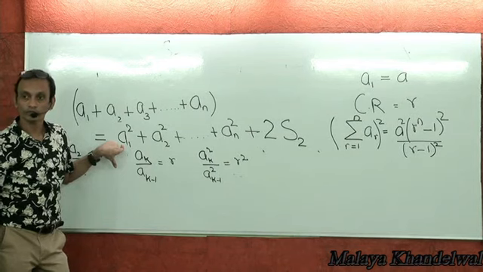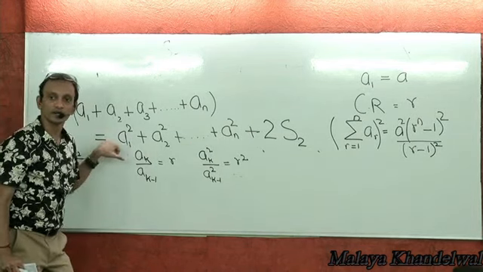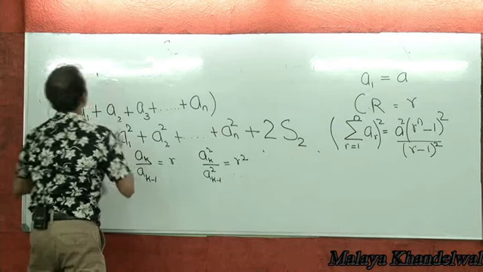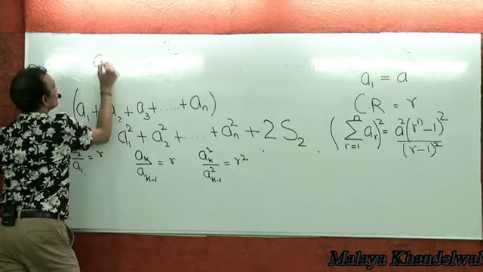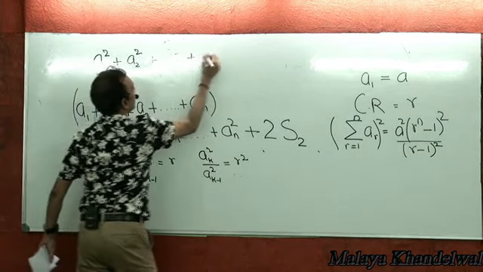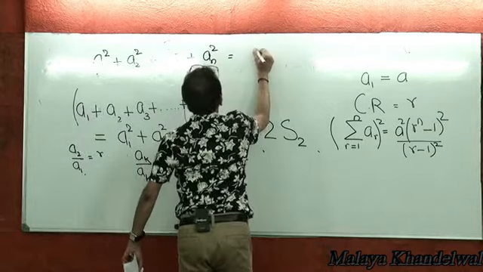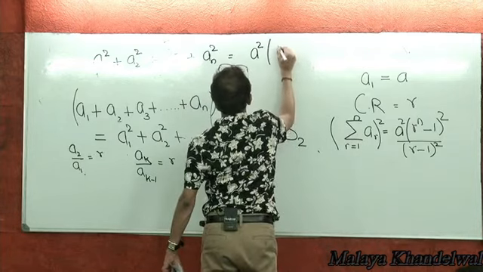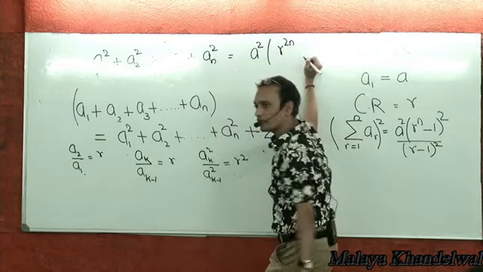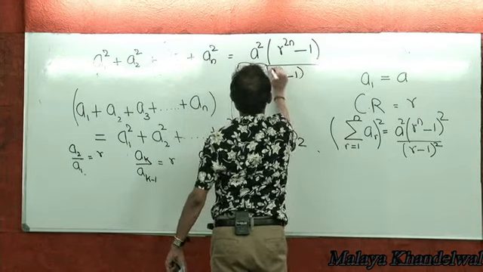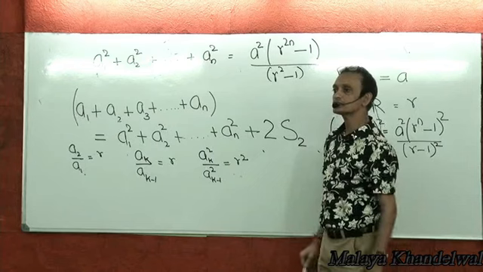Yes or no? Oh, I wrote all that cube and all. Forget all of that. I think that was a typo. So A1 squared, A2 squared, A3 squared. So this set of terms will add up to, with first term A squared, common ratio R squared, number of terms n, R squared whole to power n. It would be A squared times R to power 2n minus 1 divided by common ratio R squared minus 1. Yes or no? That's going to be this.